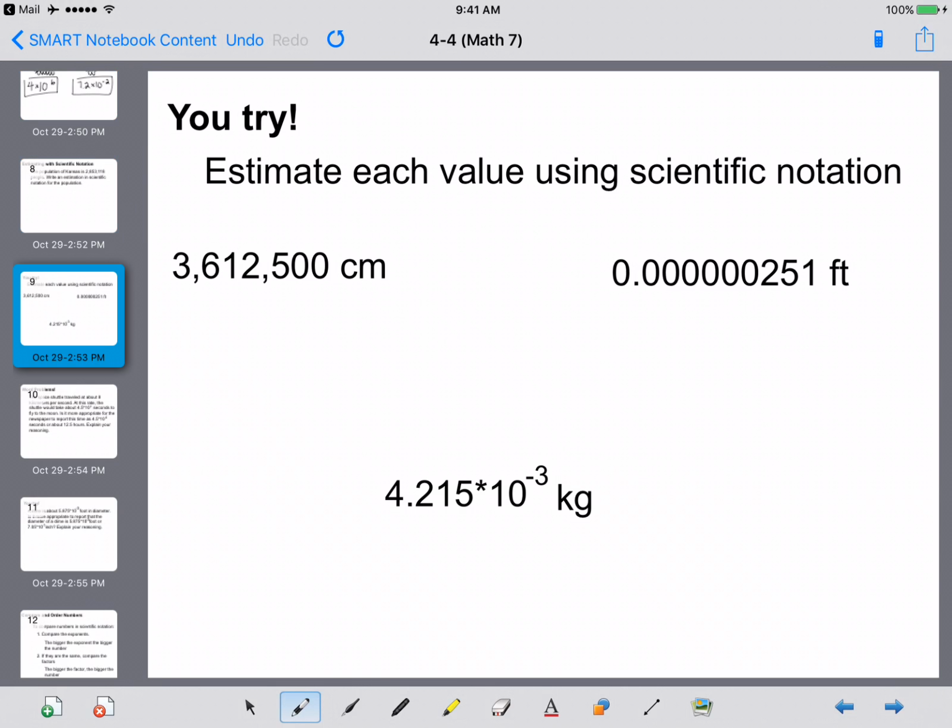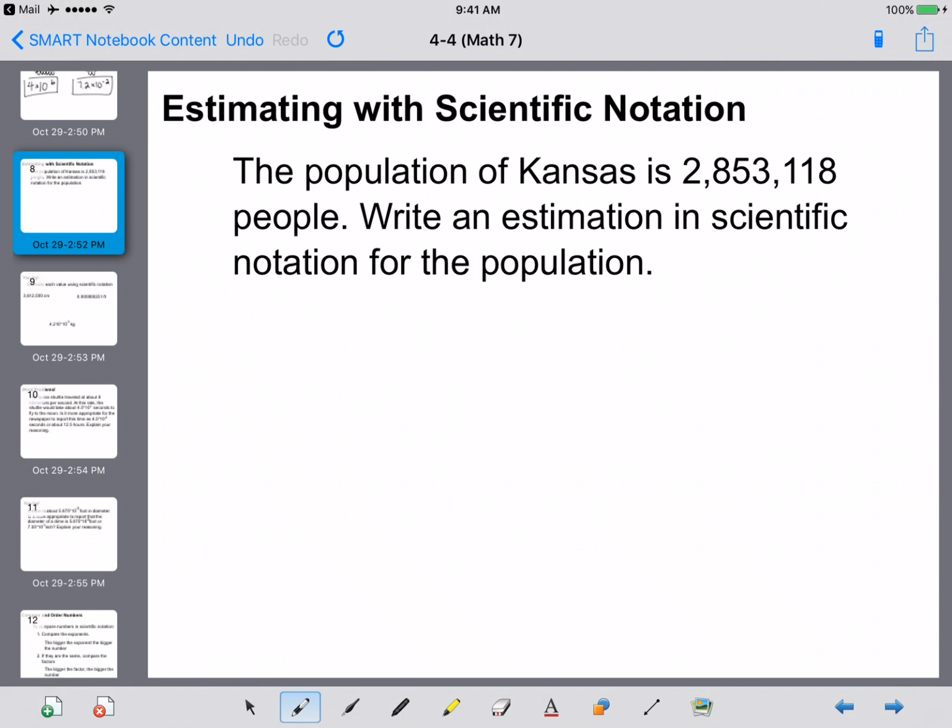This is flipped around. So here we're going to have you try. Estimate each value using scientific notation. Correction, no we're not. So here it says the population of Kansas is 2,853,118 people. We want to write an estimation in scientific notation for the population.